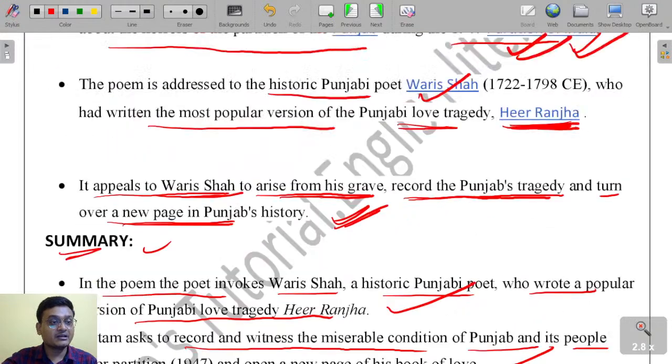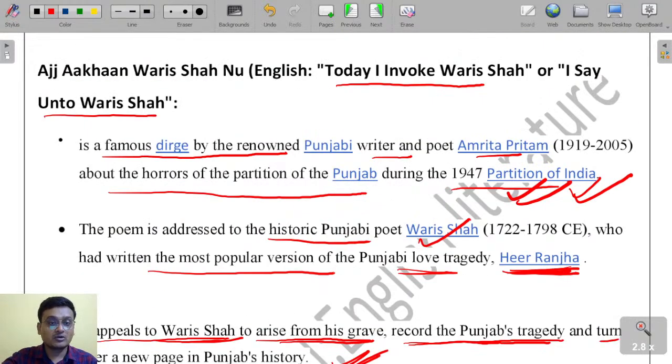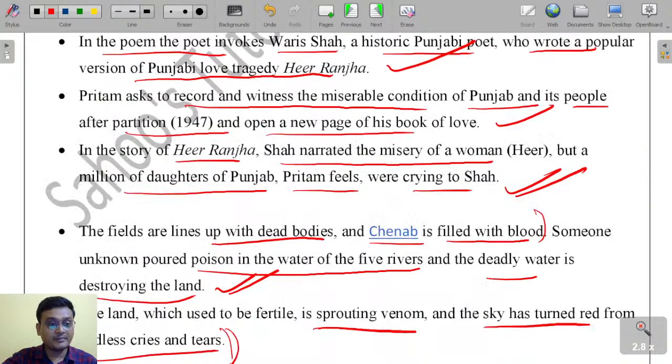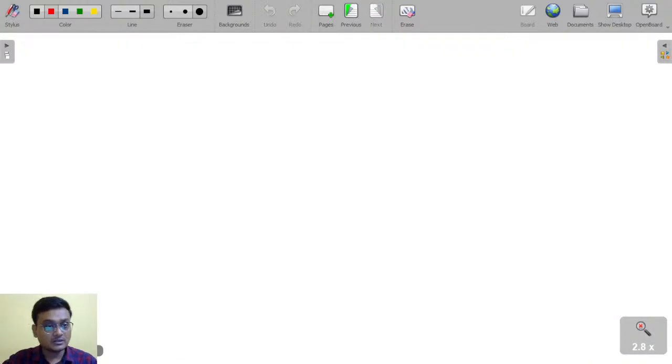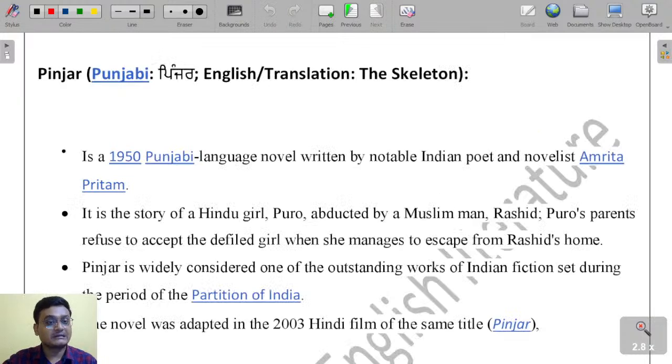So this is the summary of the poem called Today I Invoke Waris by Amrita Pritam, where he is appealing to Waris to arise from his grave.